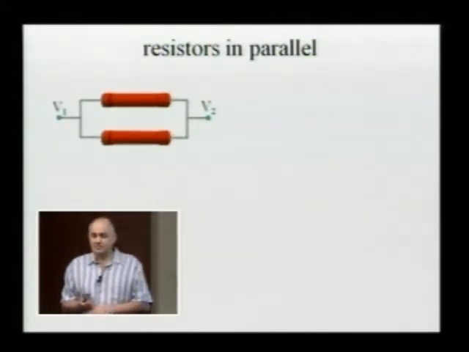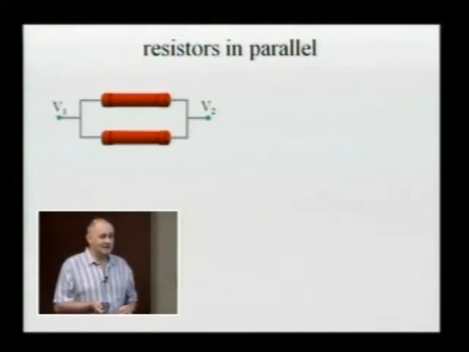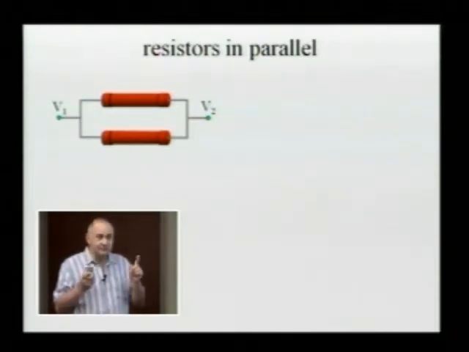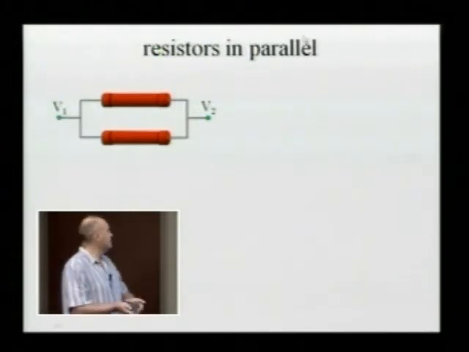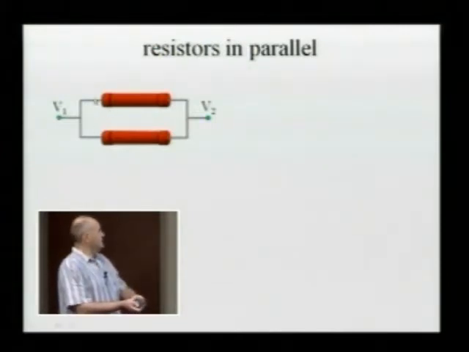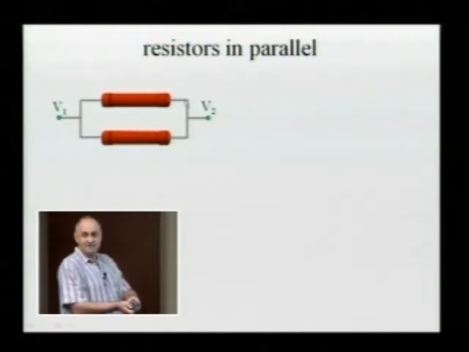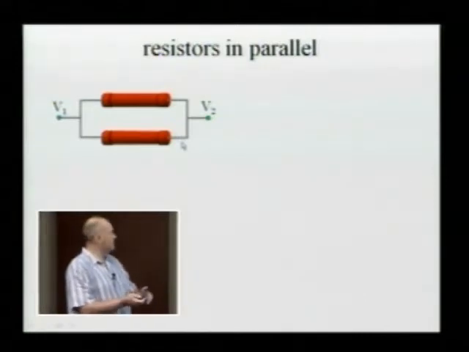Well, let's recall that when elements are connected in parallel, the potentials on corresponding sides are equal. Not voltages, not potential differences, potentials themselves. So the potential on the left-hand side of the top resistor is equal to the potential on the left-hand side of the bottom resistor. And the potential on the right-hand side of the top resistor is equal to the potential on the right-hand side of the bottom resistor.